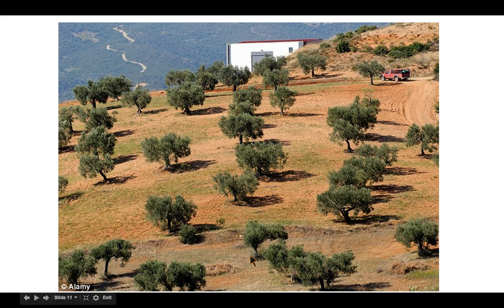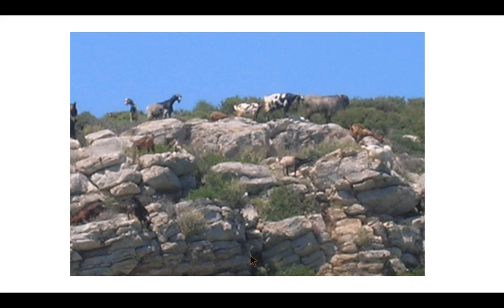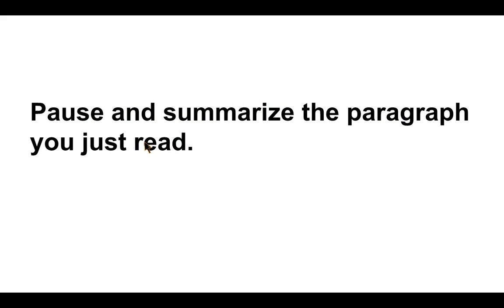As far as domesticated animals, they mostly used sheep, goats, chicken, and bees because those animals don't need flat land to live. This is a picture that I took on my trip to Greece when I was in college. These are goats that live up on top of the mountains. So as you can see, goats would be a good domesticated animal for Greece because they like to live in mountains. Please pause and summarize the paragraph that we just read about Greek farming.